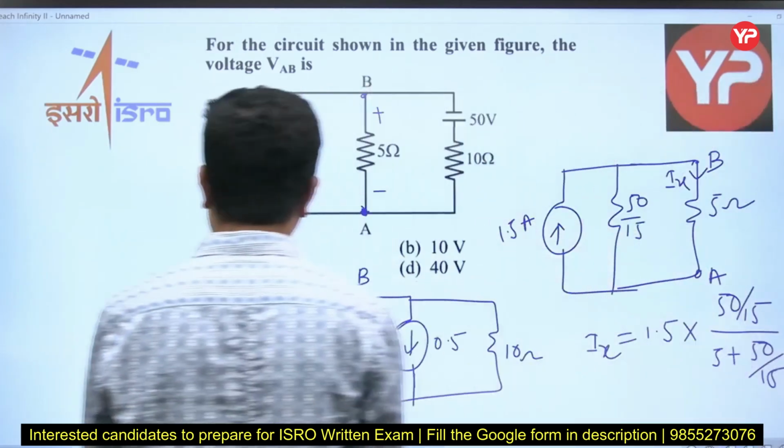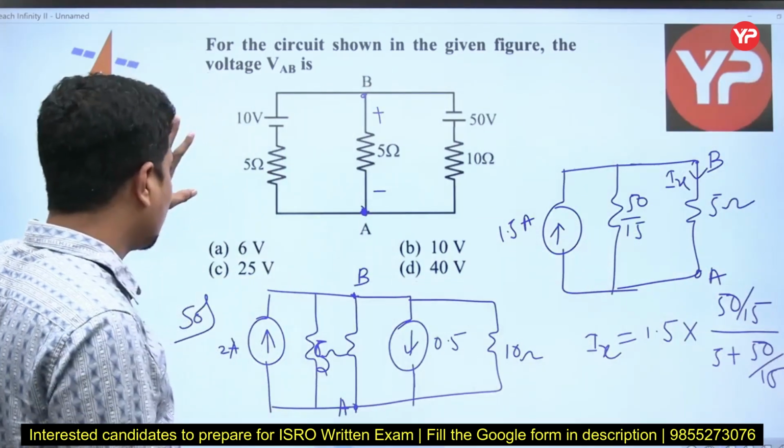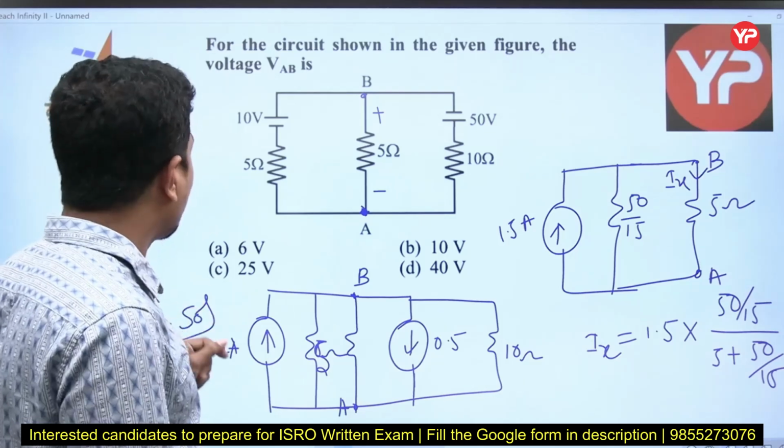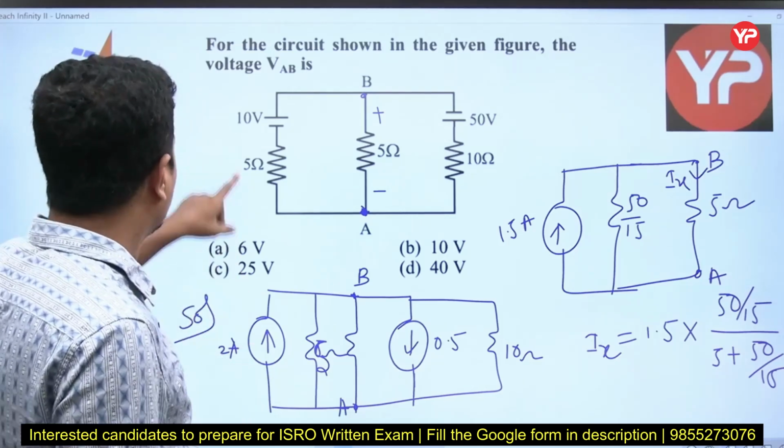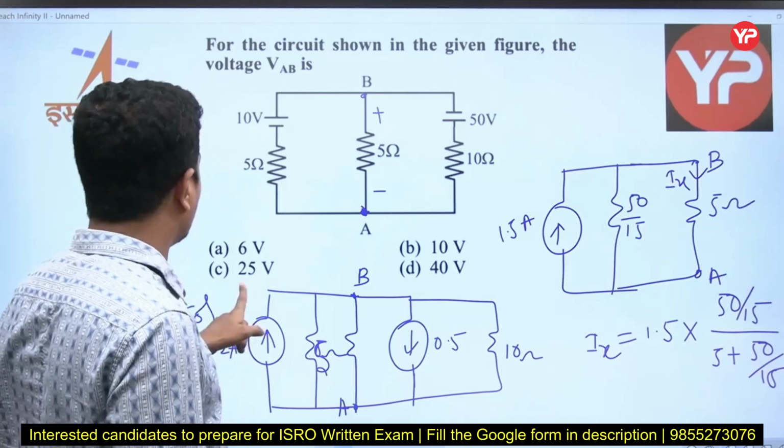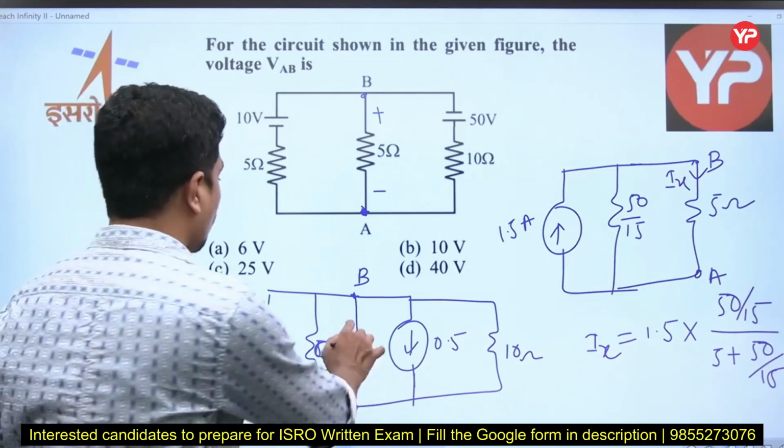Let us see our calculation once. I think the calculation might have been missed, or the options are wrong. We'll see. 10 divided by 5, 2 amperes to the upside, 5 ohms it is. This is also 5 ohms.